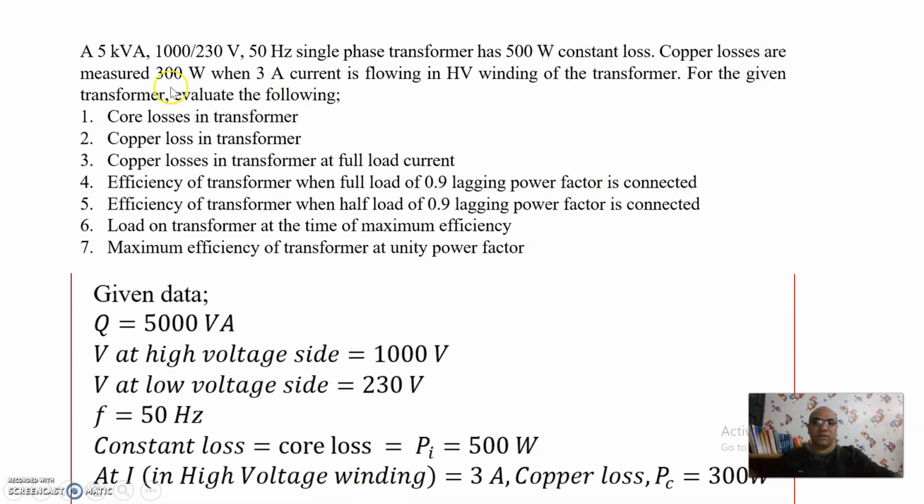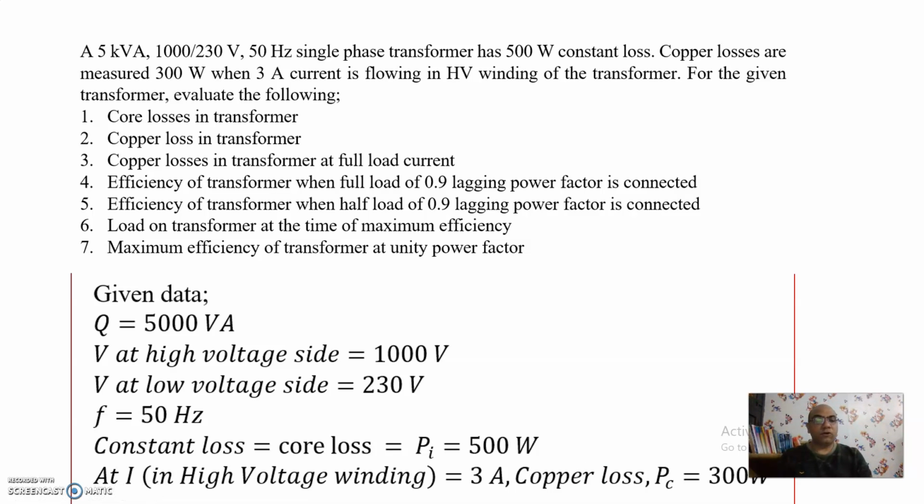Next is copper losses are measured 300 watt when 3 ampere current is flowing in high voltage winding. High voltage winding means 1000 volt side, the current flowing in the transformer is 3 ampere. At this current, the copper losses are 300 watt. You see, the copper losses depend on the value of current. Here, the value is 3 ampere. At 3 ampere, the losses are 300 watt. When we change the value of current, at the same time, the copper losses will also vary. And therefore, we can say that this copper loss is a variable loss in the transformer, right?